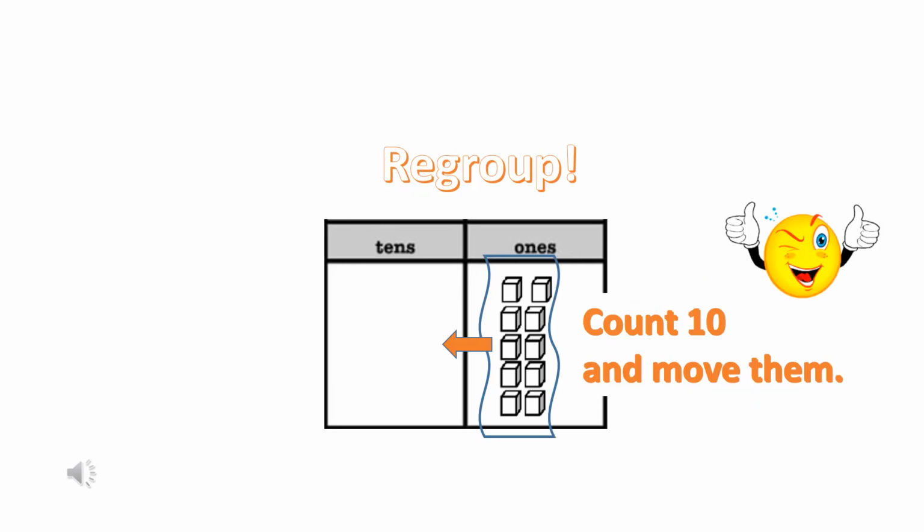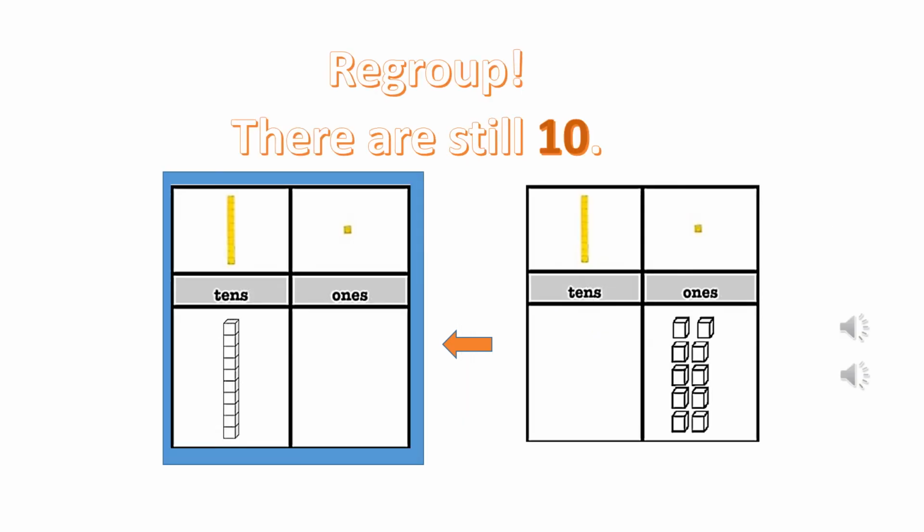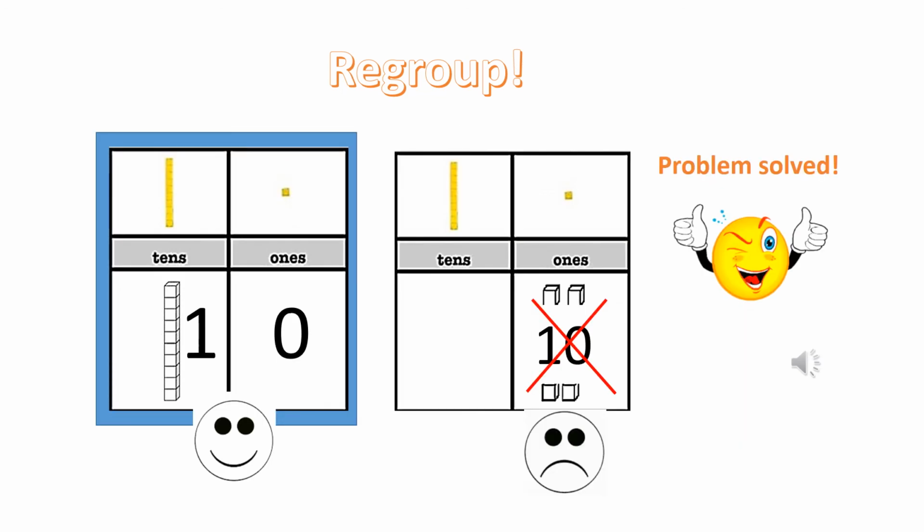Let's count 10 and move them into the tens place. We counted 10 ones in the ones place, and we've moved them into the tens place. So now they join together to make 1 10 stick. So now we have 1 10 instead of 10 ones. Problem solved. That was easy.